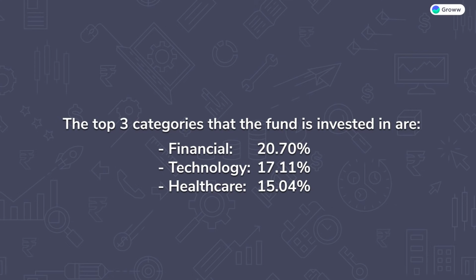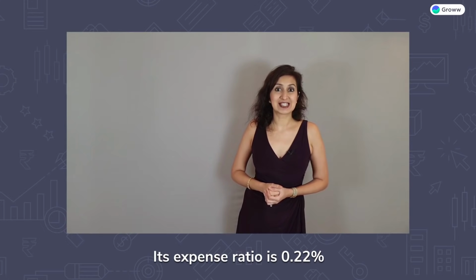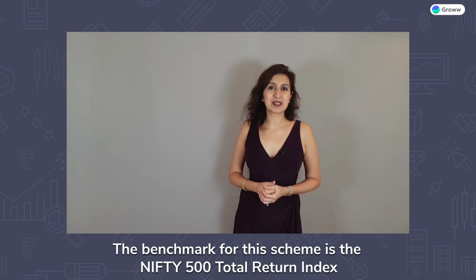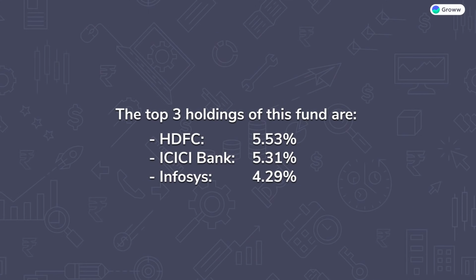The fund manager for this fund is Mr. Aniruddha Saha. The top 3 categories that the fund is invested in are financial 20.7%, technology 17.11%, healthcare 15.04%. Its expense ratio is at 0.22%. The benchmark for this scheme is NIFTY 500 Total Return Index. The top 3 holdings for this fund are HDFC 5.53%, ICICI Bank 5.31%, Infosys 4.29%.